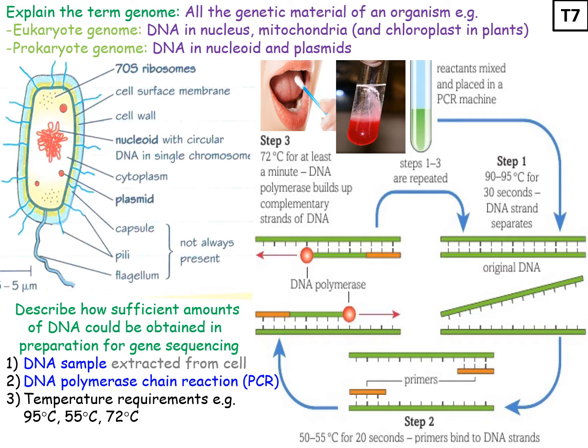So 95 degrees Celsius is used to separate the DNA strands. A primer then attaches to the separated DNA strands, and that happens at around 55 degrees Celsius. Then DNA polymerase extends the primer to form the daughter strands, and that happens at around 72 degrees Celsius. This whole cycle has to be repeated several times so you can make a large enough DNA sample to be used.